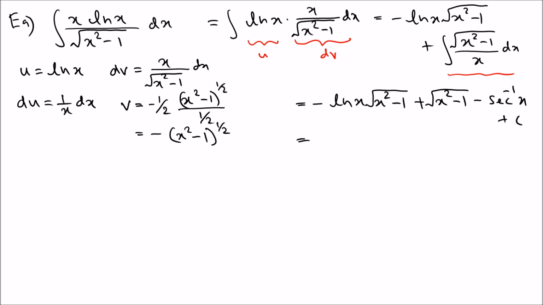So you can see you can combine them. If we combine them, so 1 minus ln x, x squared minus 1 square root, minus secant inverse x plus c. So that's the final answer.